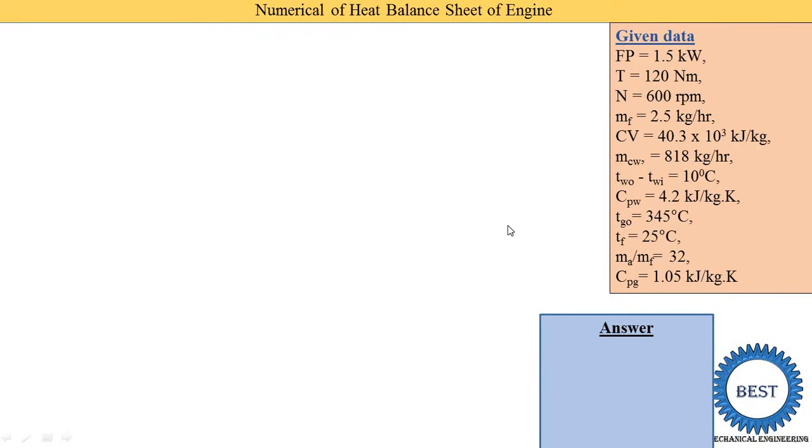So here we use this given data. First we find out the heat supply.